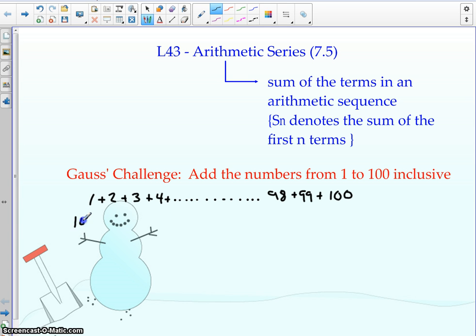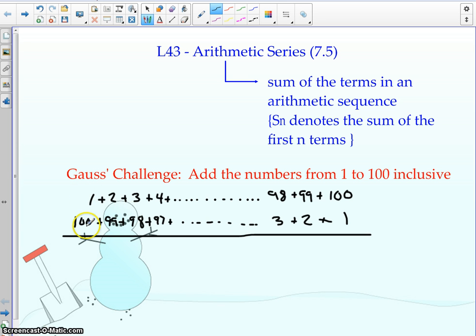And then right underneath, he wrote all the numbers in reverse order. So you'd have 100 plus 99 plus 98, and so on and so forth, all the way down to having 3, 2, and 1. The reason he did this is once he had everything lined up here, he could take a look at each column and say, hey, look, 1 plus 100 is 101, 2 plus 99 is 101, 3 plus 98 is 101, and so on and so forth. Every single pair of numbers here is going to add to 101.